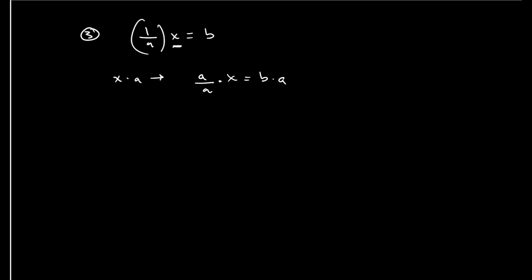Finally, in the third case, if I had 1 over a multiplied by x equals b, and I want to solve for x, I multiply both sides by a. Then I have a over a times x equals b times a. On the left-hand side, I'm left with x equals b times a. So these are the 3 different types of problems that we encounter. And again, the way to solve this is what you do to one side, you do to the other to balance. We're not changing the equation, we're just manipulating the equation.